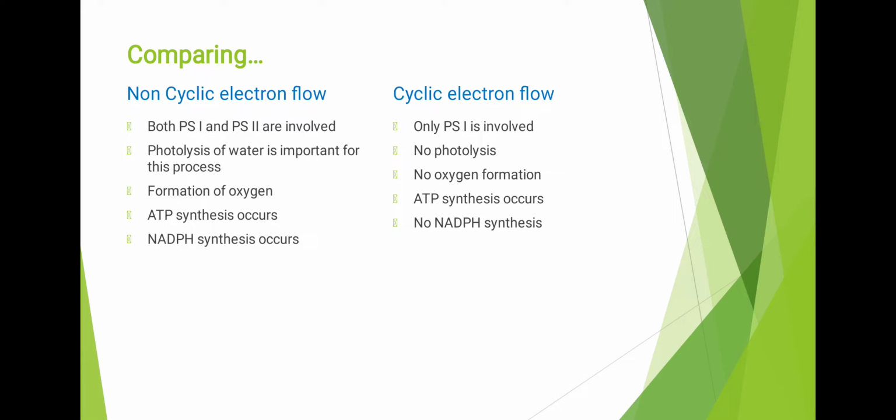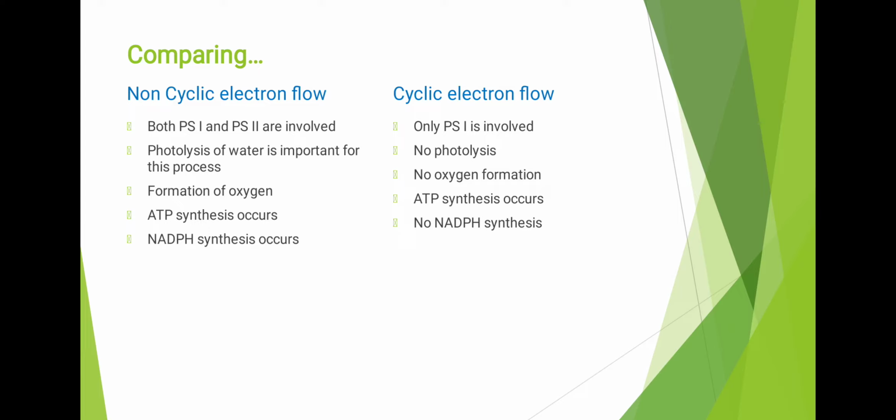Okay, so let's read out the features. It is very evident, as I have been discussing from my first slide, that in the non-cyclic process both PS1 and PS2 are involved, while in cyclic only PS1. Photolysis of water is important in the non-cyclic process. In the cyclic process, no photolysis occurs. Formation of oxygen is important in the non-cyclic process, as a byproduct of photolysis. Here no oxygen formation. ATP synthesis occurs. Here also ATP synthesis occurs.